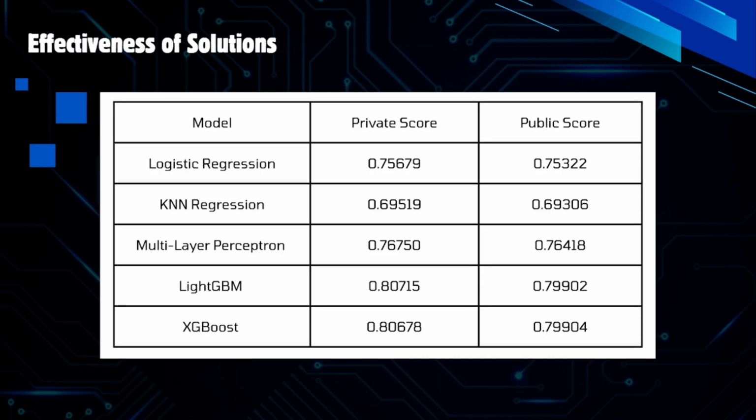This table shows our private and public leaderboard scores for our Kaggle submissions. The KNN model performs the worst, followed by logistic regression and MLP. The 2 best performing models were LightGBM and XGBoost, both achieving private scores of above 0.8.